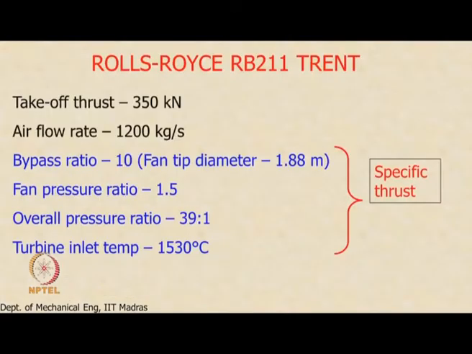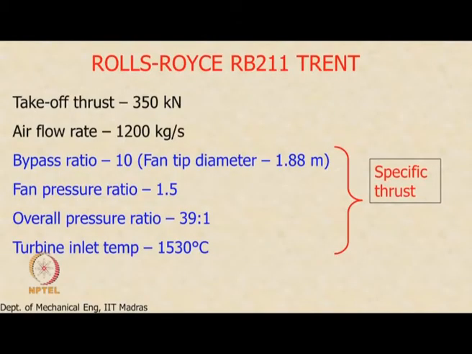So these are some numbers for that Rolls-Royce RB211 engine that I showed you. It produces a takeoff thrust of about 350 kilonewtons. Okay. When the engine is at ground level or static level or sea level, the engine takes in about 1200 kilograms per second of air. That is 1.2 tons of air per second that the engine sucks in. It is a huge engine.